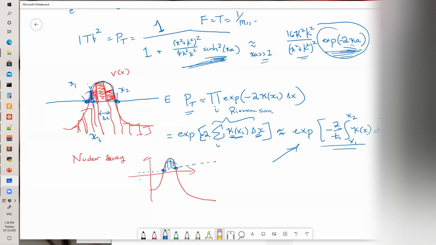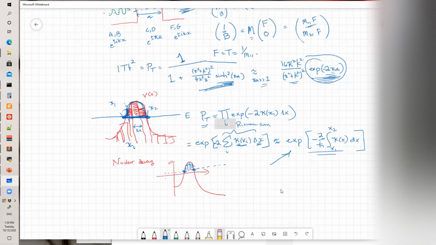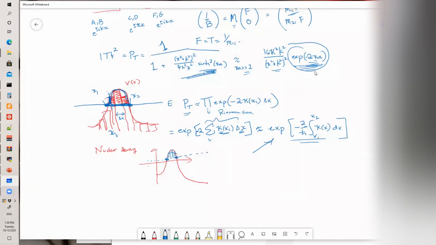You identify the classical turning points where the energy crosses the potential, and then you integrate over the stuff in between, the barrier part. You can do that for any arbitrarily shaped barrier, and it gives a pretty good approximation, provided again that the barrier is high enough.